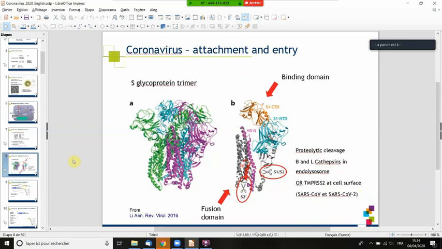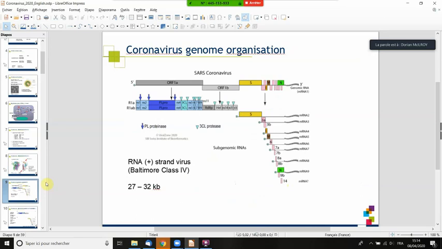Okay, so receptor binding, and then somehow this S1, S2 site's got to be cleaved by a cellular protease, and that's what allows activation of the fusion domain and entry of the viral RNA into the cytosol. Okay, so let's have a little bit of a look at the genome now.